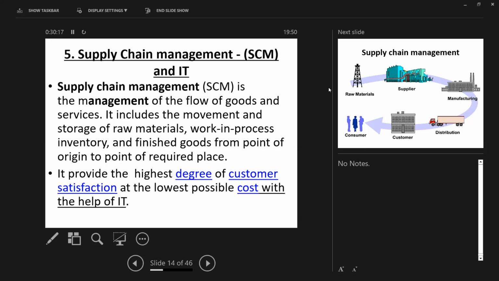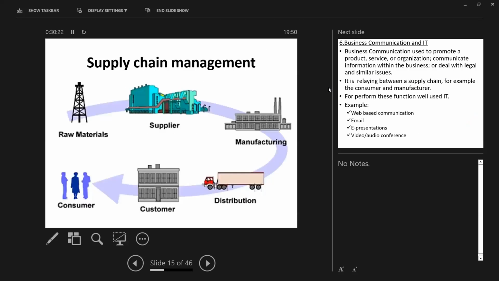So the main target is the customer's higher satisfaction. Until they get customer satisfaction, supply chain management is going on. First, gather the raw materials, supply them, then manufacturing, distribution, customer, then finally the consumer. So customer and consumer are two categories. The customer is the person who has purchased the product. The consumer is the person who is going to use it.